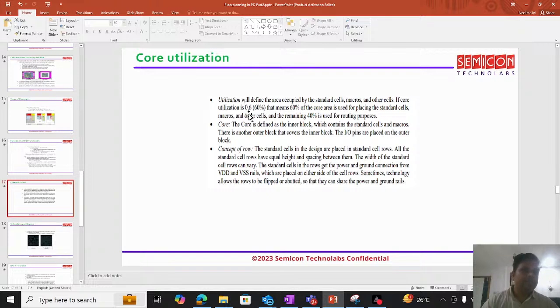Let's say core utilization is 60%, which means the existing synthesis netlist can be accommodated in the given 60% of the core area, and the remaining 40% will be used for routing, for adding cells in the CTS, for adding cells to fix the DRV violations, and for adding the hold cells needed for hold fixes. That is nothing but delay cells. This is core utilization.